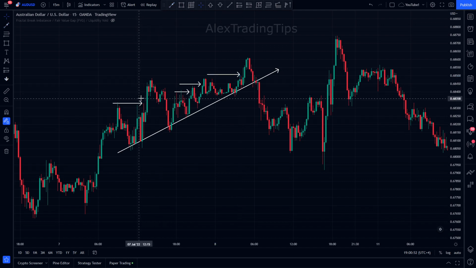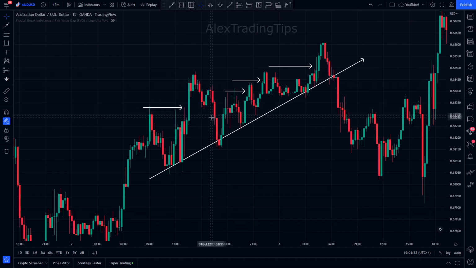These arrows mean that the market is constantly creating higher highs, which means the price is trending, breaking previous highs and creating new structures. And in this case, this is known as a change of character because price went against the trend and broke to the downside.